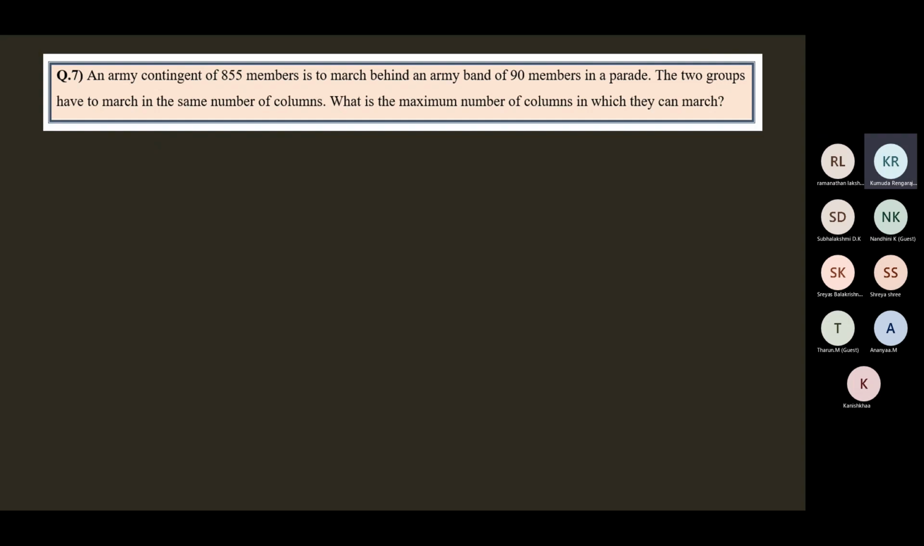Find the HCF of the 2 numbers. Now again, the number of columns cannot be more than the given numbers here. The 2 numbers here are 855 and 90. Now the answer cannot be more than these 2 numbers. So sensibly, it is the HCF of the given numbers. That will be the maximum number of columns in which they can merge.